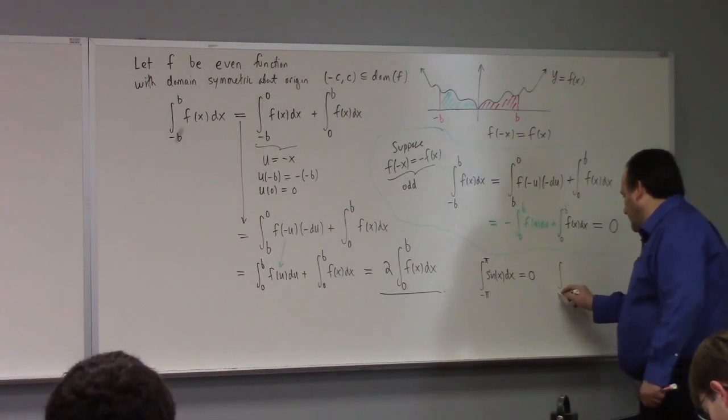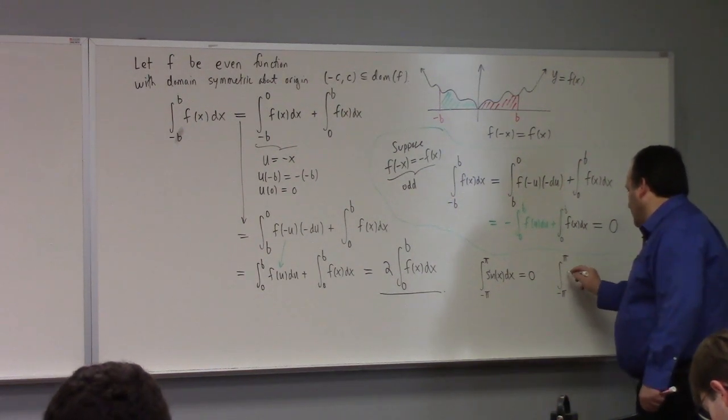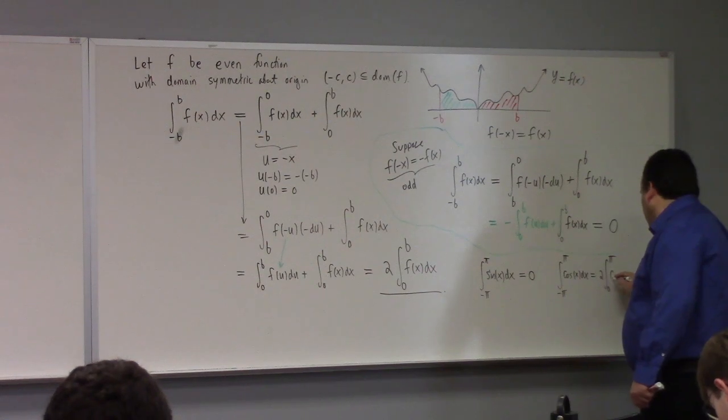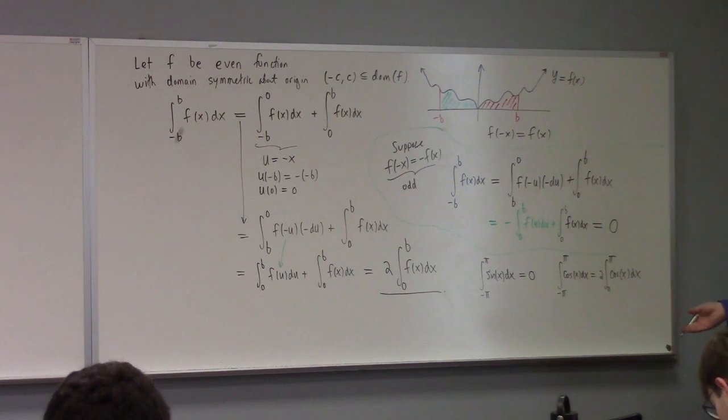On the other hand, I can tell you the integral from minus pi to pi of cosine x dx is actually just twice the integral from 0 to pi of cosine x dx. How do I know this? I know both of these claims are true because I know that sine is odd, whereas cosine is even. So if I integrate sine symmetrically about the origin, it integrates to 0. If I integrate cosine symmetrically about the origin, I can just double the integral from 0 to pi.